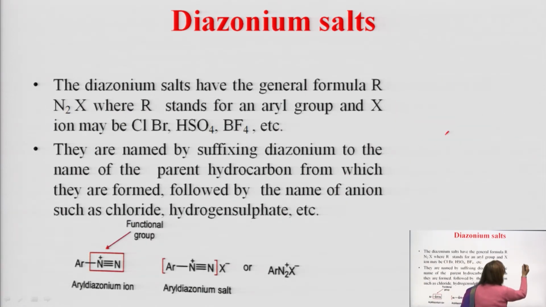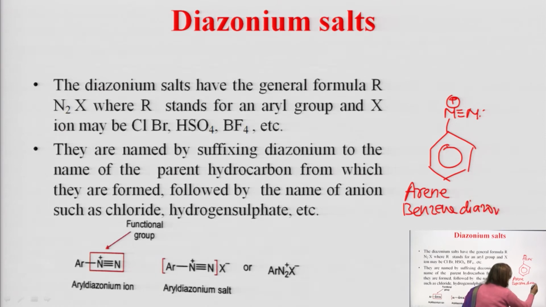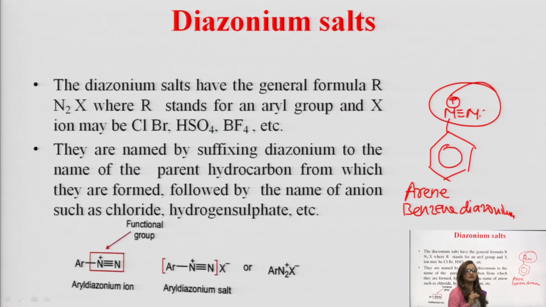Suppose this diazonium group is attached to any aromatic ring, see this. If it is attached to any aromatic ring, then what is the name of it? Arene, or you can say benzene diazonium. Got it or not? I have told you what diazonium is. This group is diazonium in which nitrogen has a positive charge.